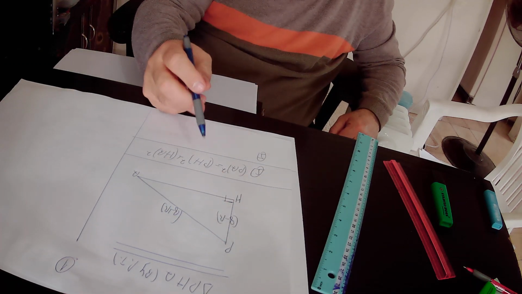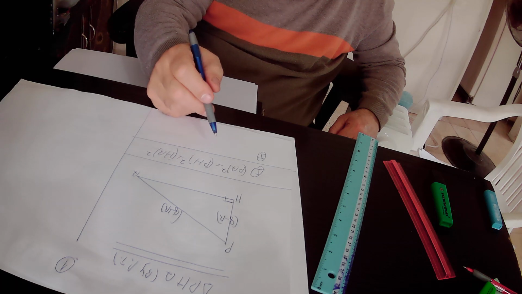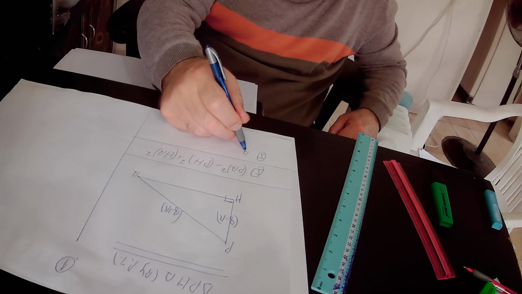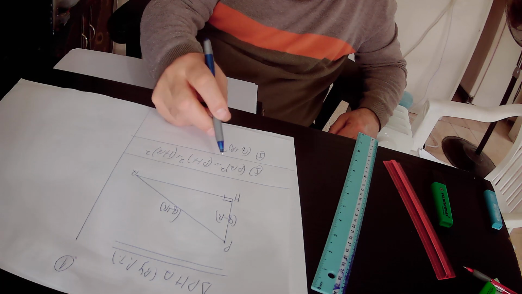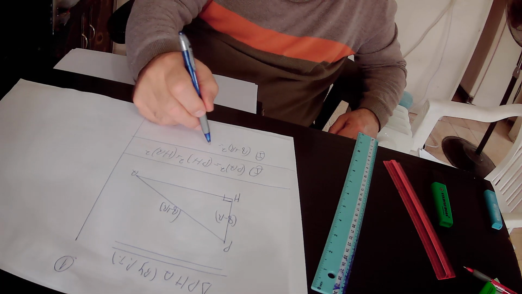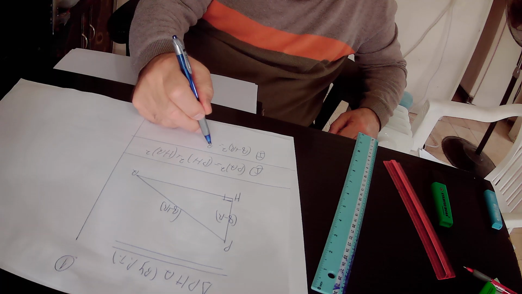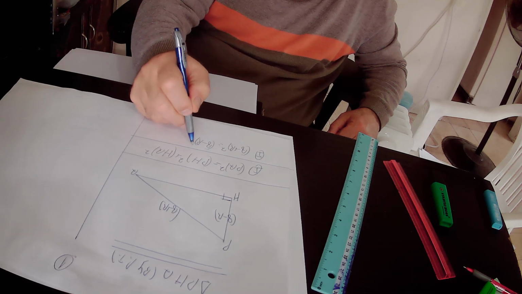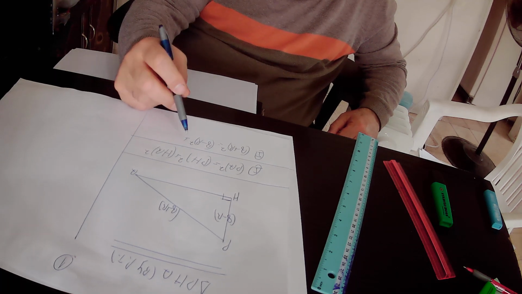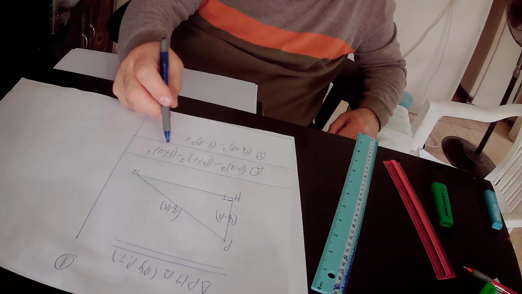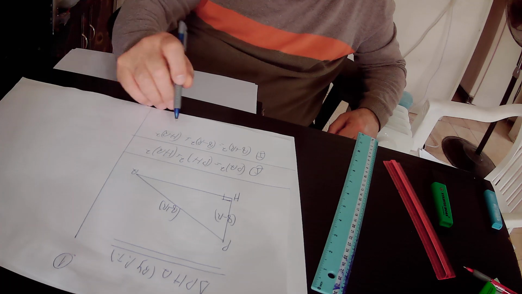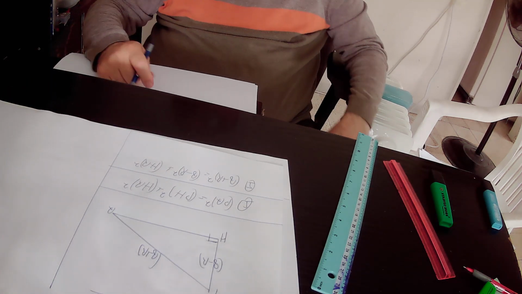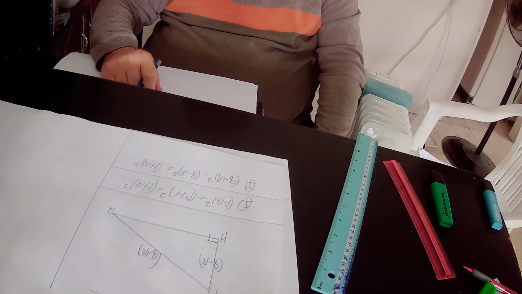PQ equals 8 plus R, therefore PQ squared is (8 plus R) squared, and it equals PH squared. PH equals 8 minus R, therefore PH squared is (8 minus R) squared, plus HQ squared. HQ is the missing side, so we leave it as it is. According to equation 1, we should find out that (8 plus R) squared equals (8 minus R) squared plus HQ squared.